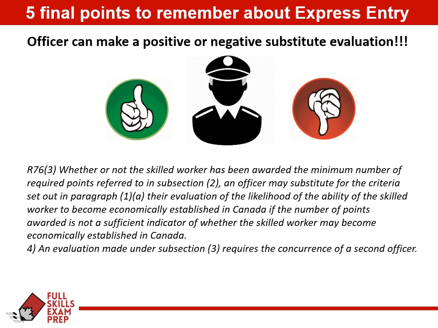So for a negative substitute evaluation, let's say, for example, somebody is a carpenter from somewhere, and he has lots of experience and language and everything like that, but maybe the age, maybe he's 80 years old or something like that, so the officer doesn't think the person will be able to integrate into the Canadian workforce, then he might make a negative substitute evaluation, where a person does meet the minimum requirements, but maybe he wouldn't be able to really integrate into a Canadian workforce.